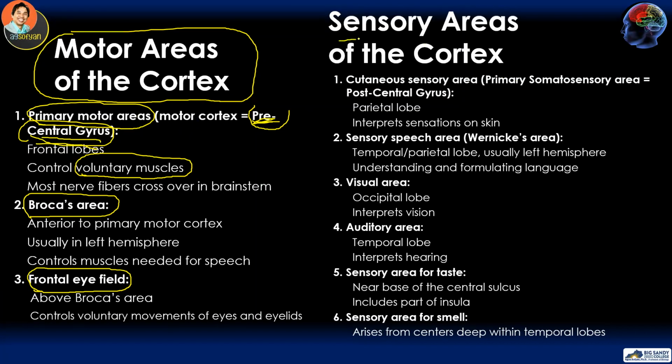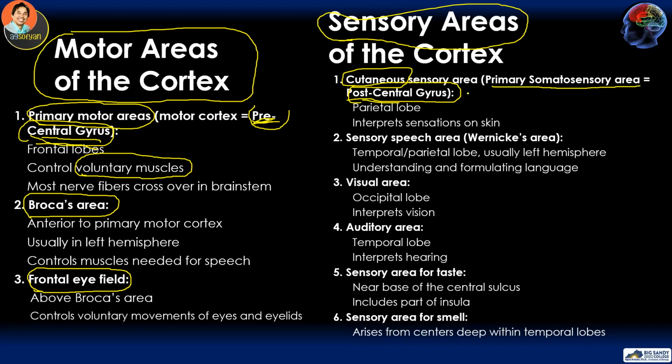On the back part is called the sensory area, mostly sensation. The main sensation or control area for any stimulus that comes to our skin will be processed here. It's called the postcentral gyrus. So this is the cutaneous, meaning the skin. All the stimuli that come to our skin will be controlled by this postcentral gyrus. So this is the primary somatosensory area.